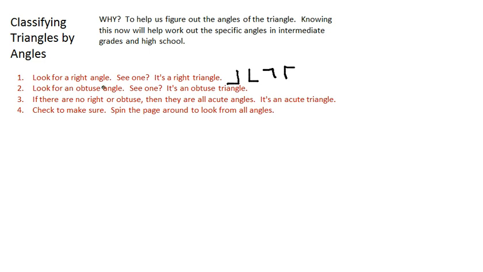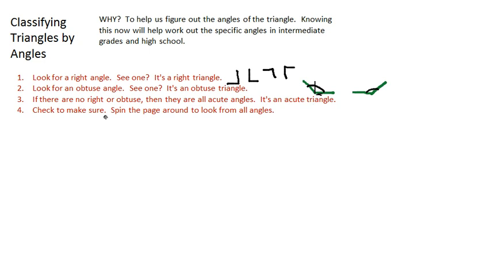Step 2, we're going to look for an obtuse angle, and if we see one, then guess what? It's an obtuse triangle. An obtuse angle might look like this, or it might look like that. If you imagine an L, it's going beyond what the L would look like, so greater than 90 degrees. If there are no right or obtuse angles, then they have to all be acute angles, and we call it, appropriately enough, an acute triangle, or an acute angled triangle.